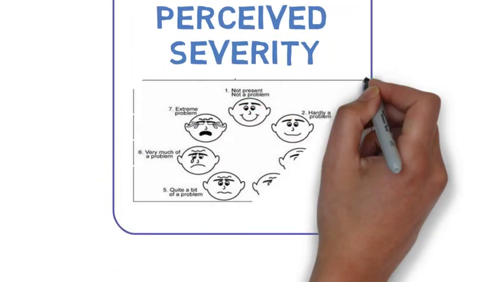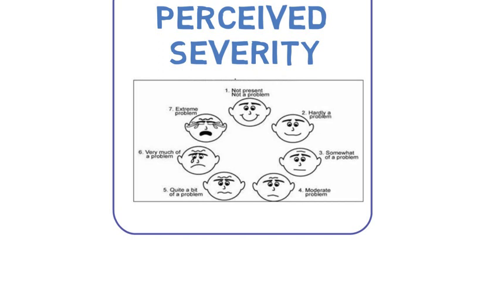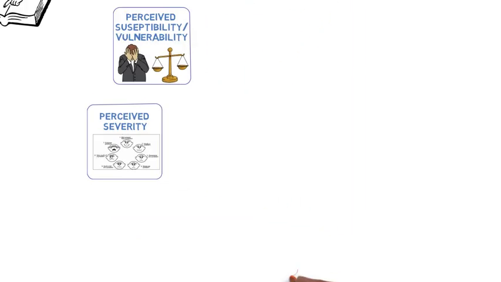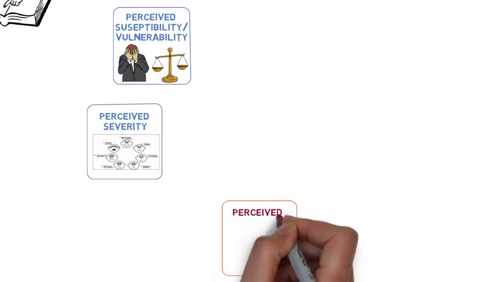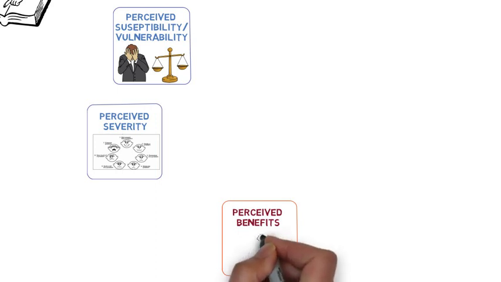The next construct is perceived severity. So it's how severe or how serious the consequences are perceived by the individual to be if they were to contract the disease, if again they don't change their behaviour. Then we've got the perceived benefits, and they refer to the perceived advantages if the patient or the person was to take an alternative course of action, so change their behaviour.